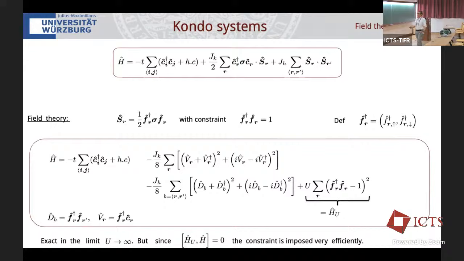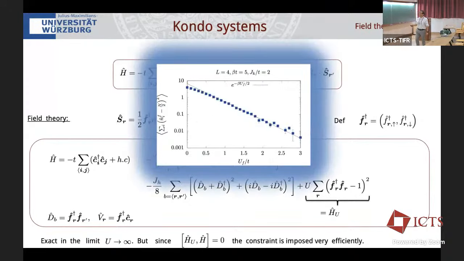It's the same game as before. This exactly corresponds to this here. That's the hybridization matrix element. The D's here, that gives us again the spin-spin correlations. And we will again impose the constraint with the Hubbard U. The U commutes with the Hamiltonian. So again, the constraint is very efficiently imposed.